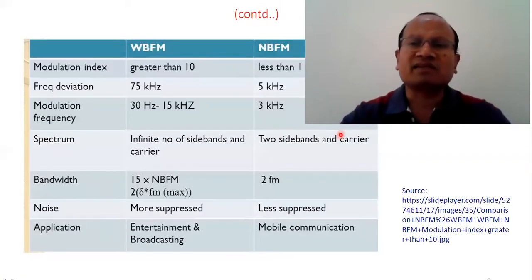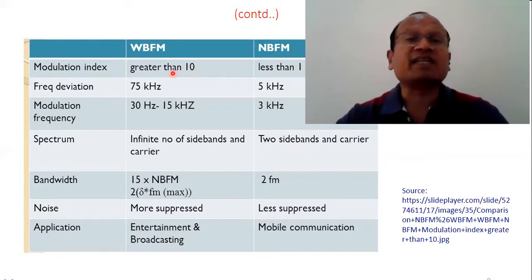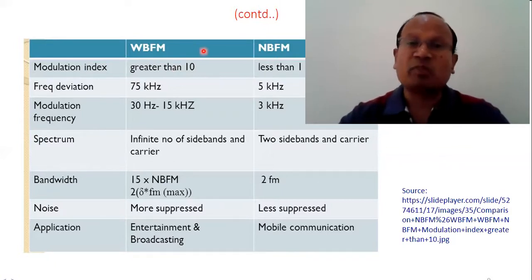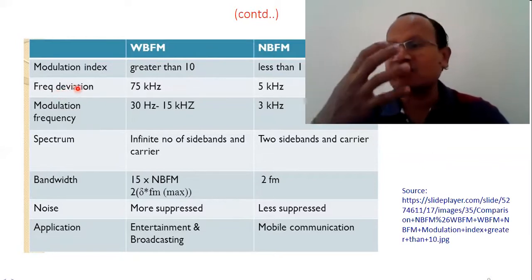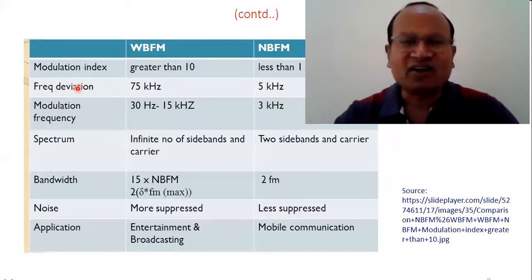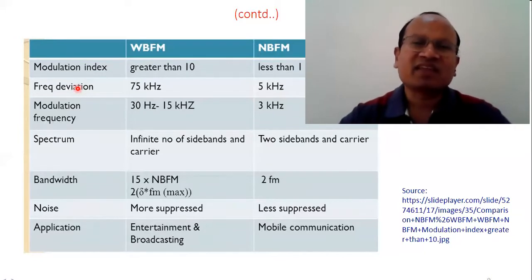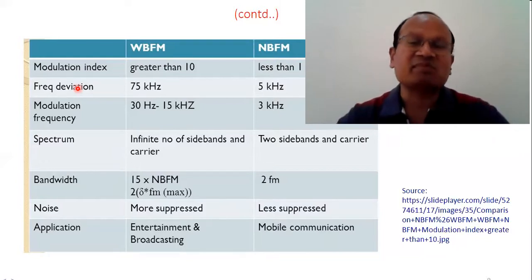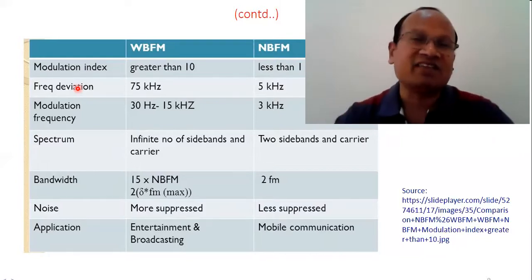This is one comparison of WBFM and NBFM. In WBFM, the modulation index is greater than 10; even greater than 1 can be considered, but greater than 10 or much larger is WBFM. Less than 1 is NBFM. Next, frequency deviation, the maximum frequency deviation. In frequency modulation, the frequency of the carrier changes. How much is the maximum change? That is the maximum frequency deviation.